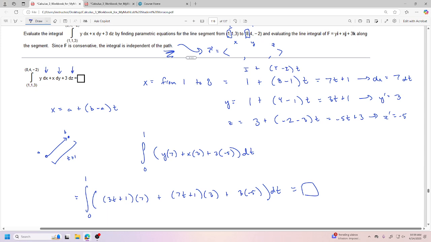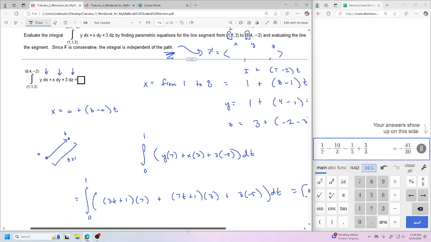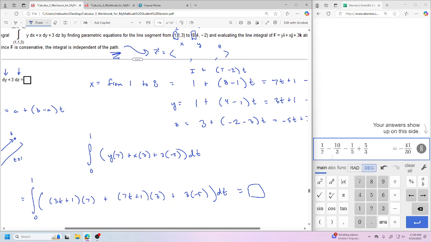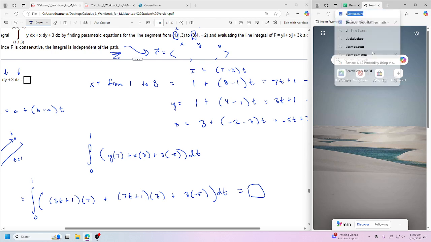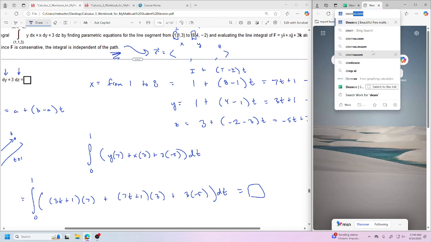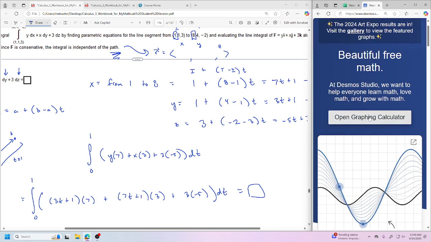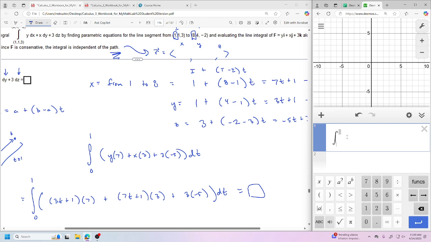All right, what do we do now? In chapter 16, it's Desmos. No, I did it by hand earlier. True. Yeah, it is a little easier. Let's go to Desmos graphing. And I'm just going to integrate this thing real quick, 0 to 1, default answer stuff.